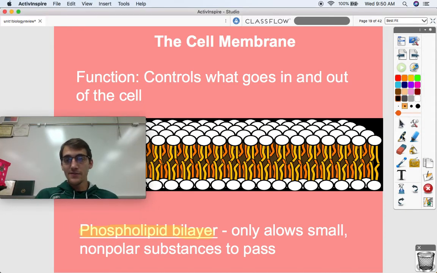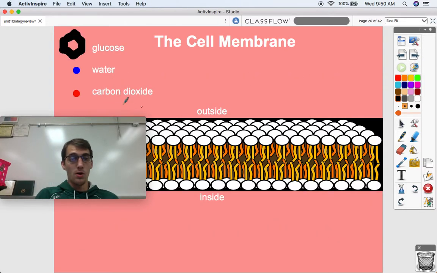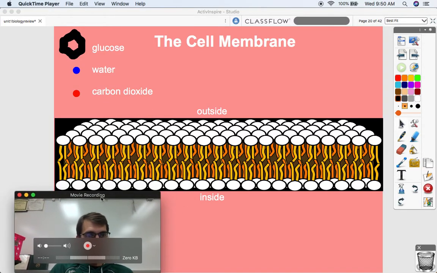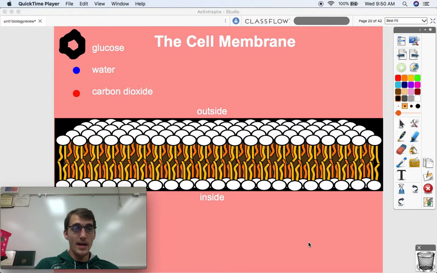And we call it the phospholipid bilayer because it's got a phosphorus head, or a phosphate head, and then it's got what we call lipid tails. So these little squiggly lines, those are going to be lipids. And those are what's going to really be keeping out the polar substances, or the larger substances, from entering or leaving a cell.